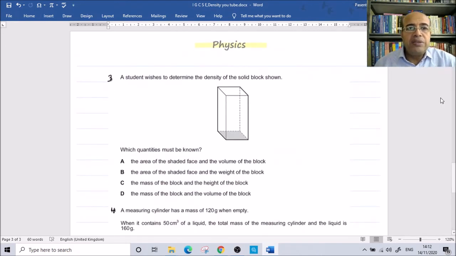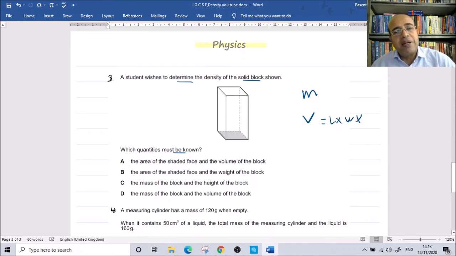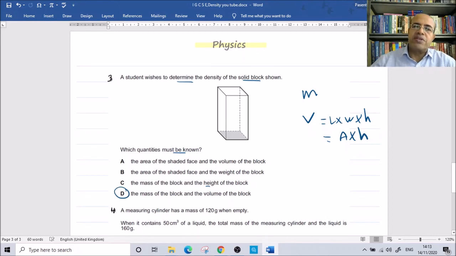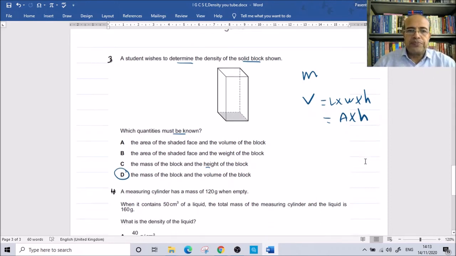Now, a student wishes to determine the density of a solid block. Which quantities must be known? We need the mass and the volume. The volume is the length multiply width multiply height, or the cross-section area multiply height. The area of the shaded face and the volume? No. The area of the shaded face and the weight? No. The mass of the block and the height? No. The mass of the block and the volume? Yes, so this is correct. We need the mass and the volume.